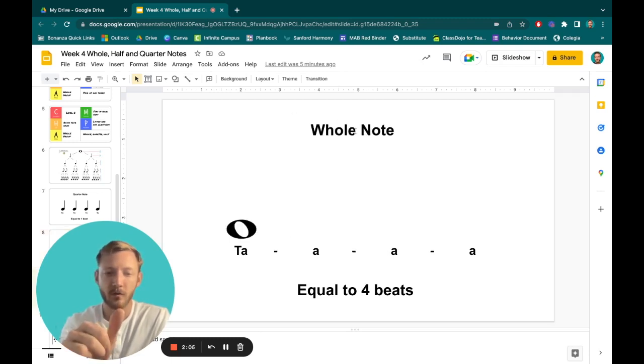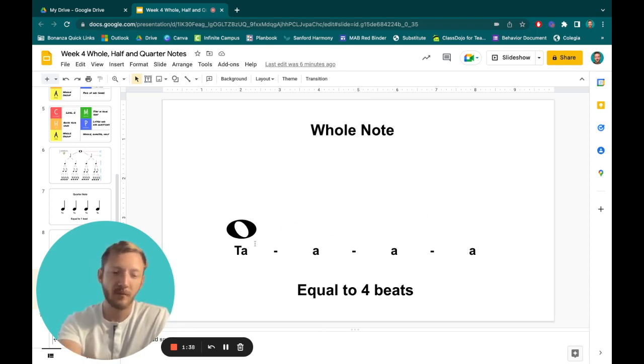So we have the quarter note, one of four. We have the half note, one of two. And then we have the whole note. This takes up the whole group of four beats. So this is four beats long. Try that. Ready? Here we go. Ta. So you're counting to four in your head and you're holding ta for four beats.